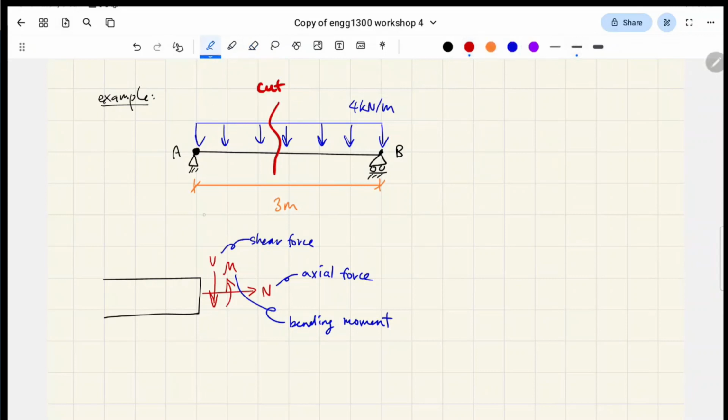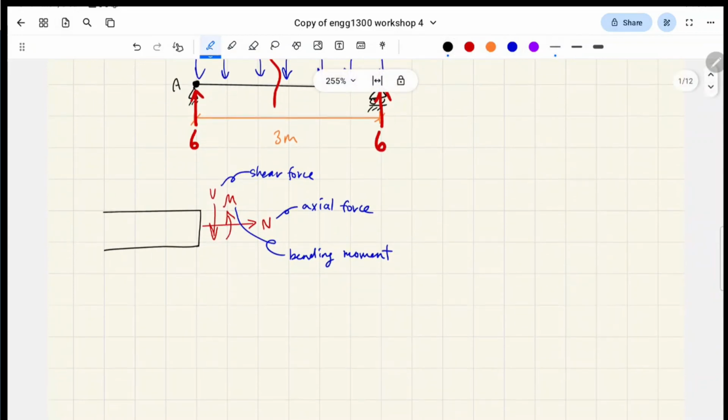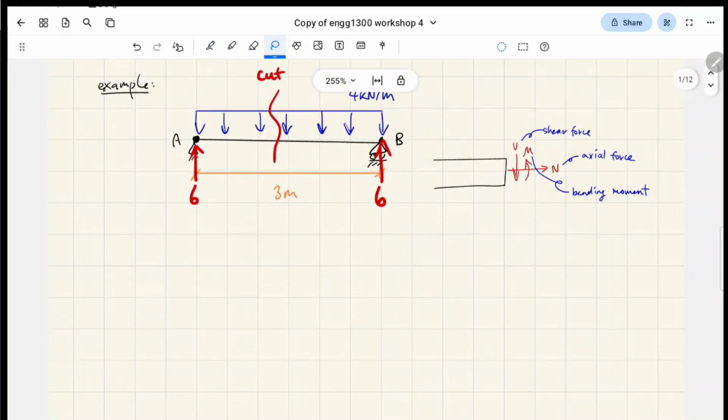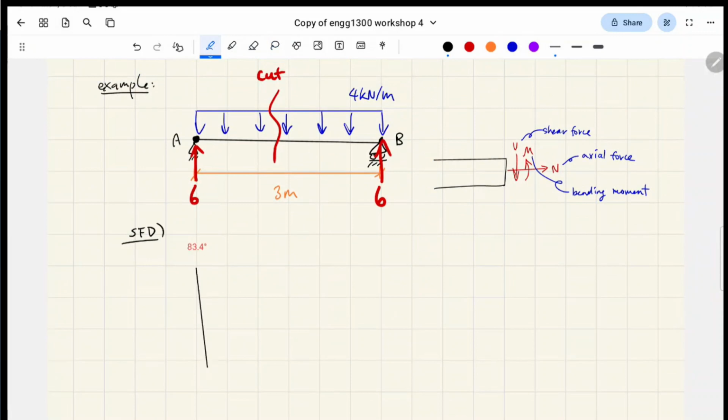When we solve for the reactions, 4 times 3, 12, divided by 2, we have 6 and 6 on the support reactions. If we want to draw the shear force diagram of this beam, it'll look something like this. Maybe I'm jumping ahead a bit, but it looks something like this.